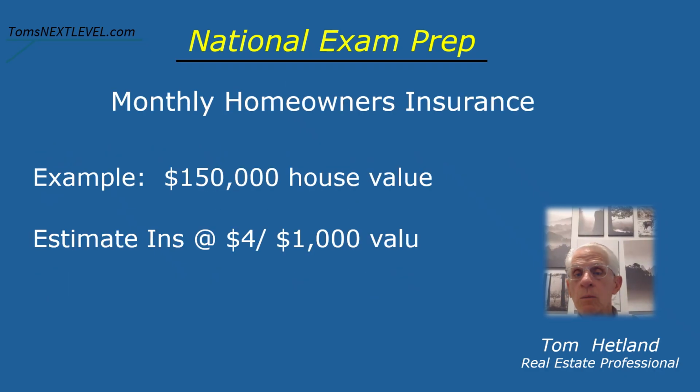To come up with the homeowner's insurance portion of the PITI payment, we have to do a little estimating. In our example, our buyer wants to buy a $150,000 house. That's the total value of the house. They're putting $50,000 down and borrowing $100,000. But for the homeowner's insurance, we have to go back to the total purchase price, the total value of the home. If the value of the home is $150,000, we're going to estimate that homeowner's insurance will cost the buyer $4 for every $1,000 of home value.